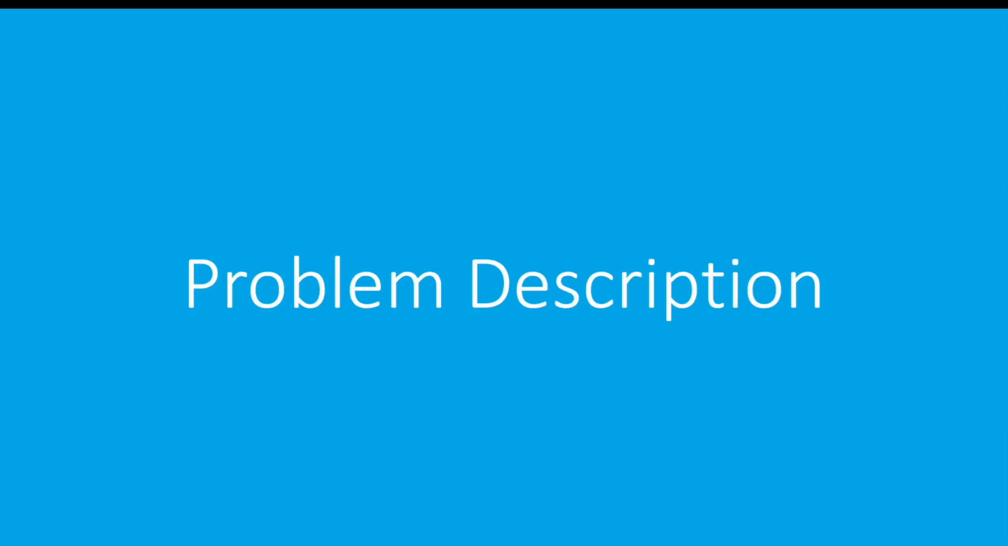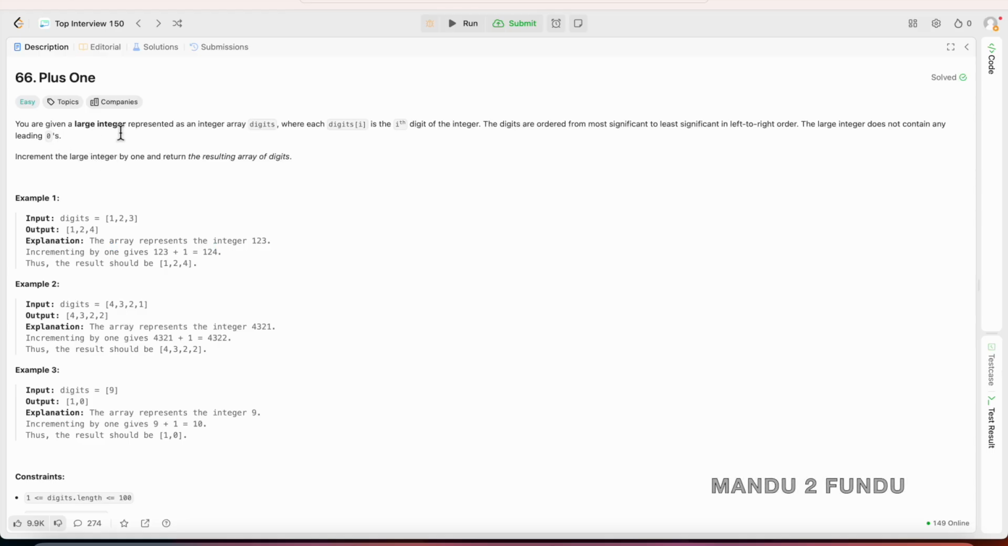In this video, I'm going to discuss a solution for adding 1 to a large integer that is represented by an integer array. Let's look at the problem description. We are given a large integer represented by an integer array digits, where each digit[i] is the ith digit of the integer. The digits are ordered from most significant to least significant in left to right order, and this integer does not contain any leading zeros. We have to increment the large integer by 1 and return the resulting array.